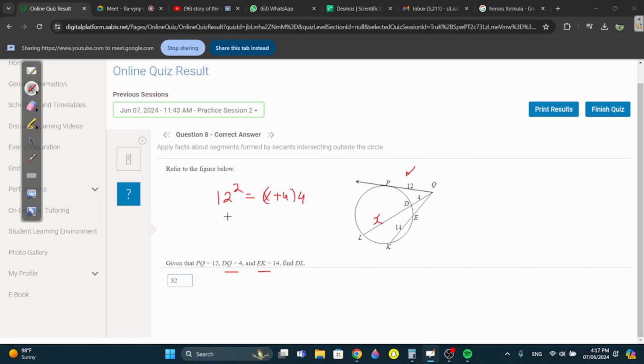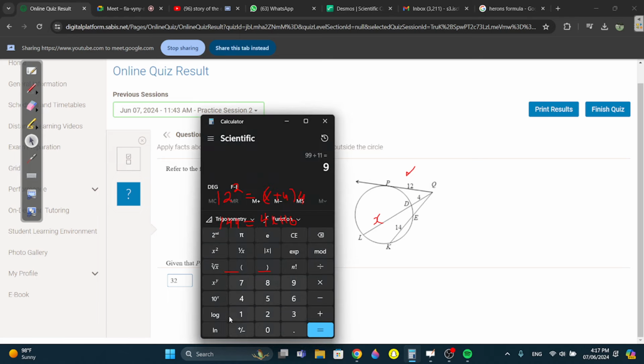times the exterior, which is 4. So you're going to get 144 equals 4x plus 16. 144 minus 16 is going to be 128, and divided by 4, 32.